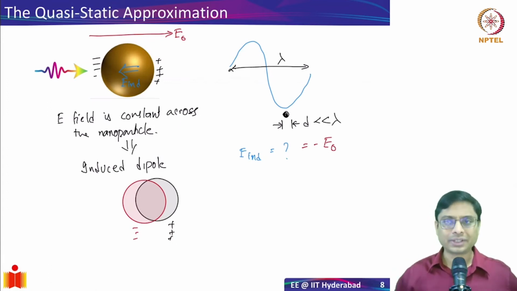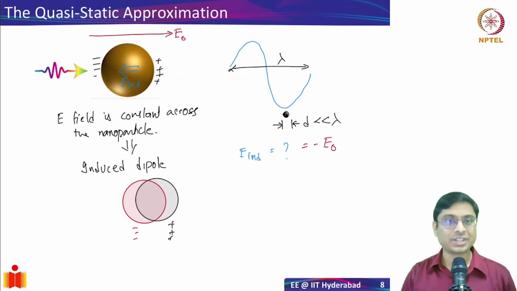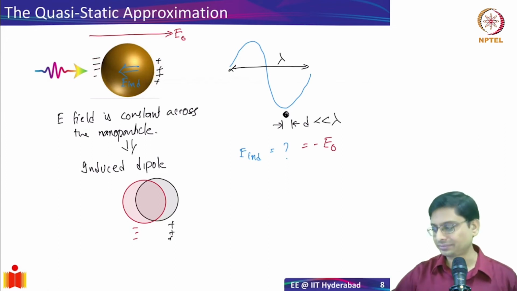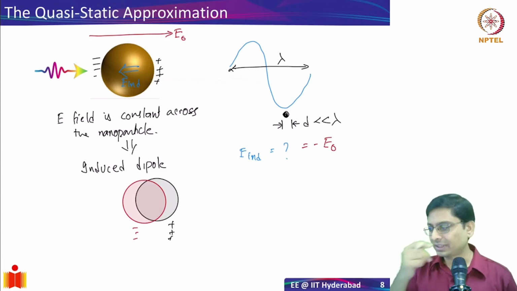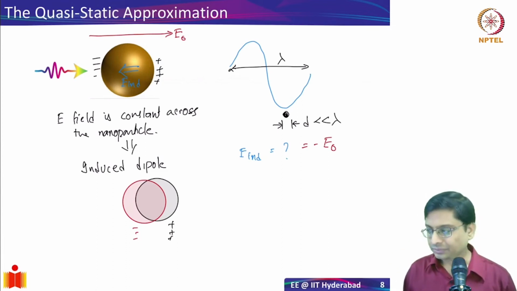Outside you have the field, and then of course you have this dipole that is created, these positive and negative charges, and that dipole is changing in time, so that will cause radiation. So this is the basic idea.